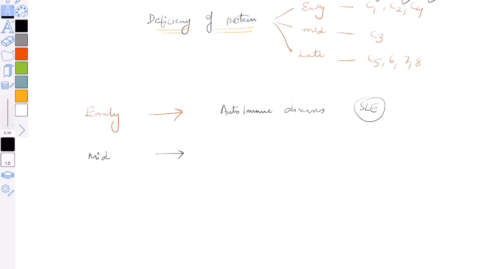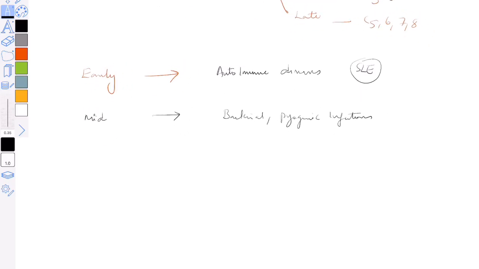So the next one is the mid proteins. The mid protein is nothing but C3. Whenever there is a deficiency of the mid protein, there is a high chance of occurrence of acute bacterial infections or pyogenic infections.